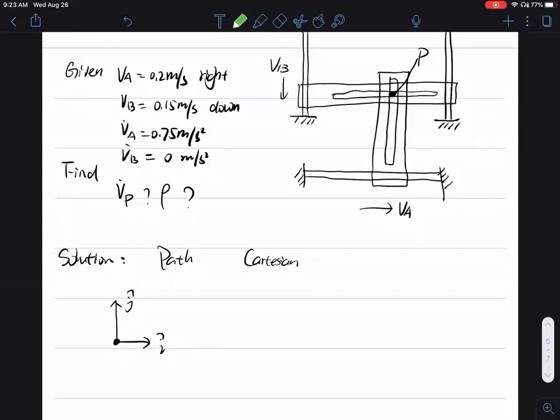What are the two unit vectors for path coordinate system again? E what? ET, EN. What's the direction for ET again? The direction of velocity of that particle. So ET would point to where that particle is moving. And EN is pointing to the center of curvature. That's EN.